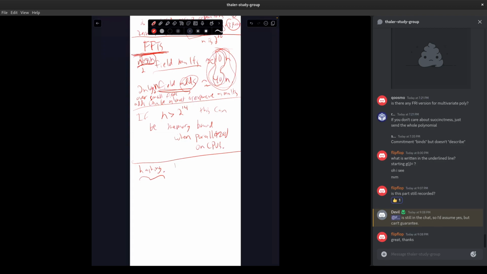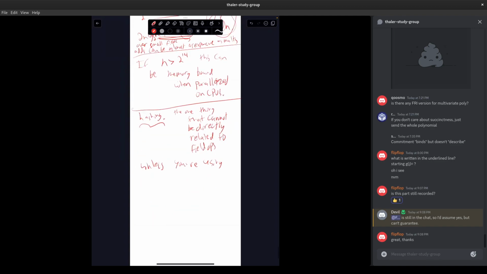What I will say now is hashing is the one thing that cannot in general just be directly related to field ops, unless you're using a Snark-friendly hash like Poseidon or something, which, again, I actually don't think are particularly Snark-friendly, is what we're going to discover in the long run. But today these are still considered Snark-friendly. So not surprisingly, because Snarks work over finite fields, these Snark-friendly hashes like Poseidon are defined over finite fields.